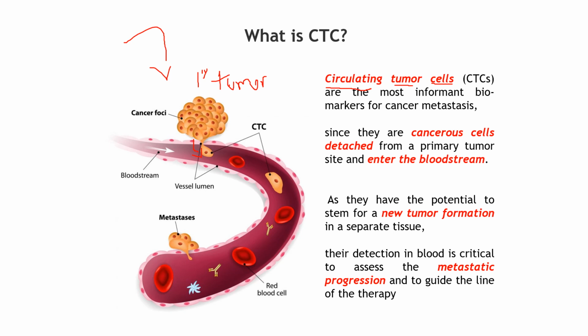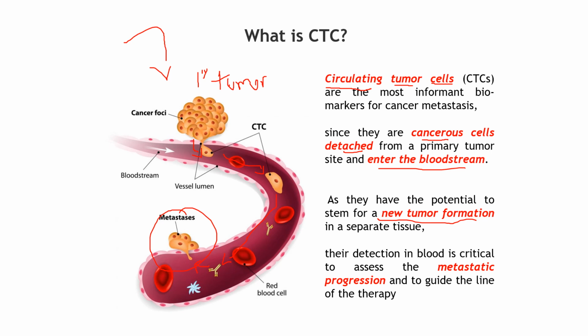Here you can see the CTC traveling through the blood, and many of them will die. However, a few of them can go outside, attach, and produce metastases. So remember, the important thing about CTCs is that they are cancer cells that detach from a primary tumor and go into the blood. And they are important because they can be important for the formation of a new tumor. Again, this is very unlikely to happen. Most of them will die.